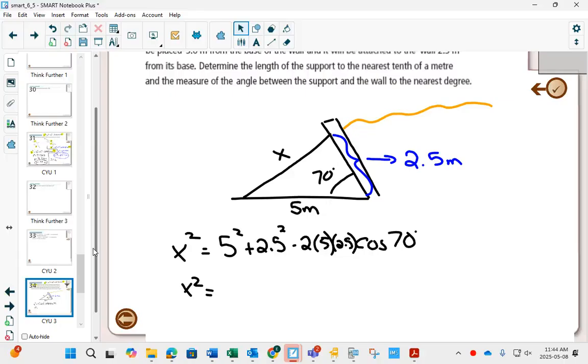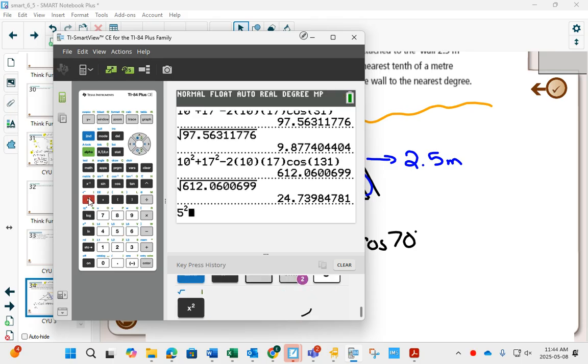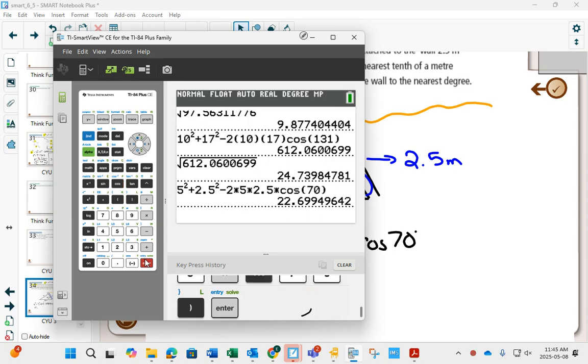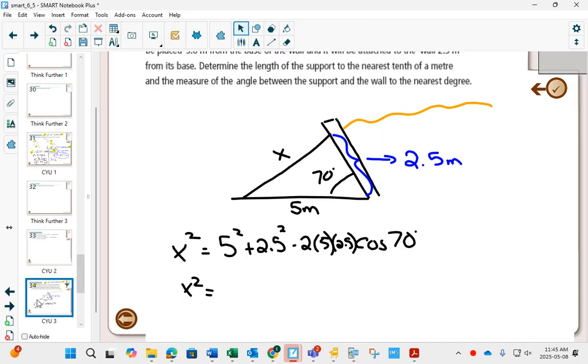X squared equals, and we'll type this all into our calculator all at once, so 5 squared plus 2.5 squared minus 5, and instead of brackets this time, I'm using just the multiplication sign. Oh, but I forgot something there. Minus 2 times 5 times 2.5 times cos of 70 degrees. And I get 22.699. And then when you square root, you think about the plus or minus, but it's not needed here.